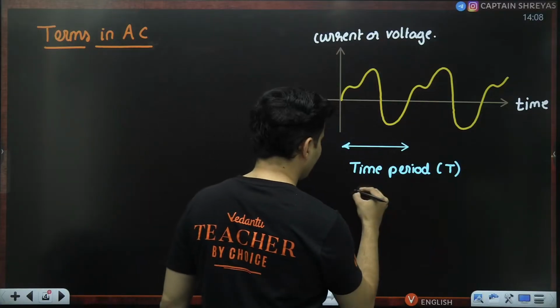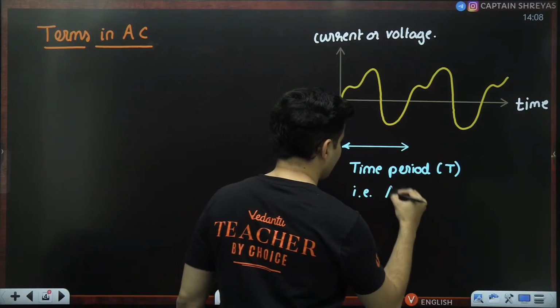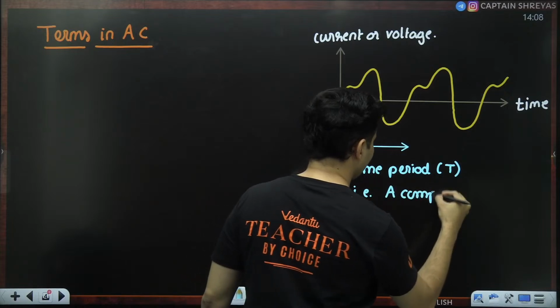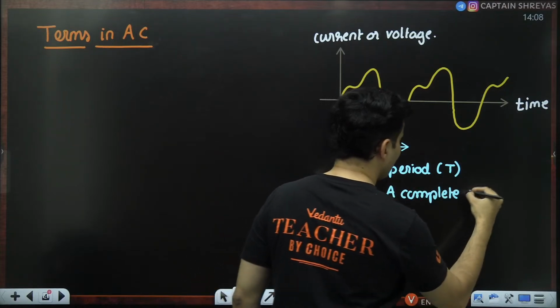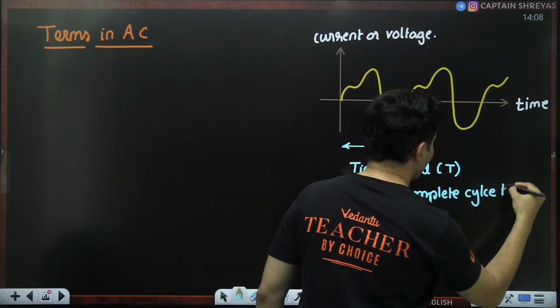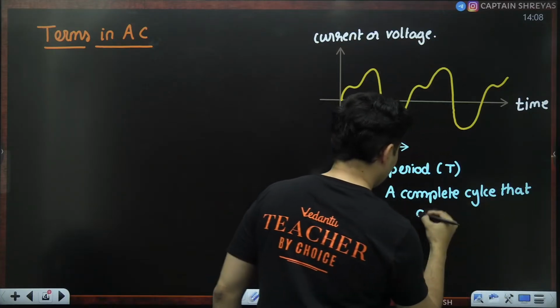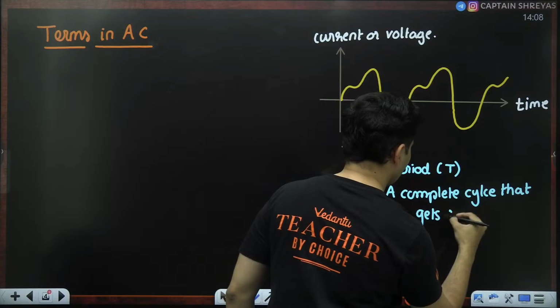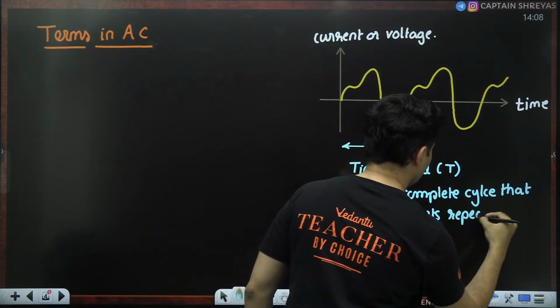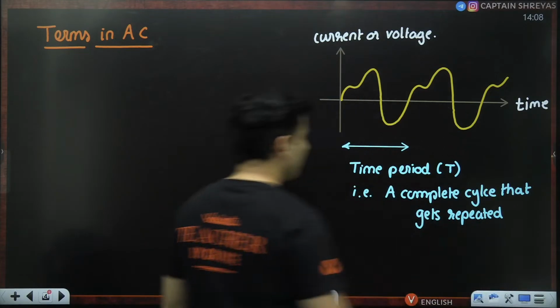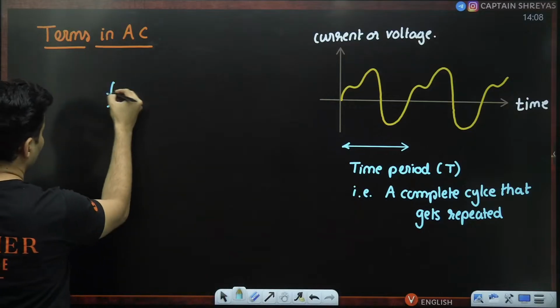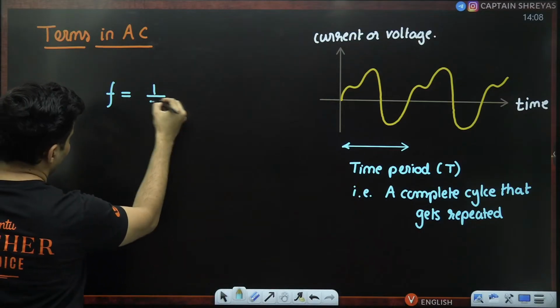Basically that is a cycle, a complete cycle that gets repeated. Then you obviously have the terminology called frequency, which is 1 by time period.